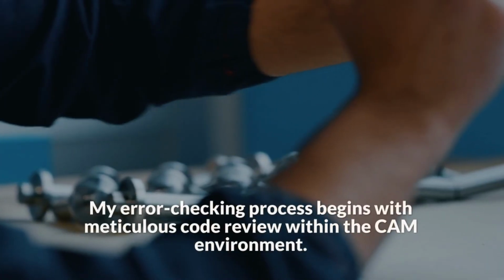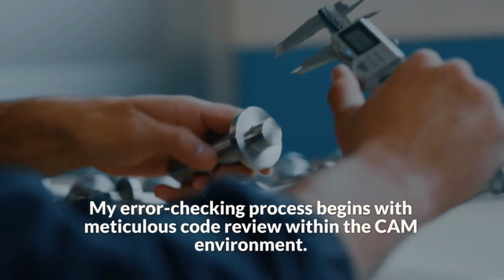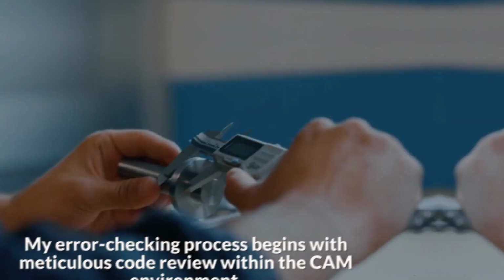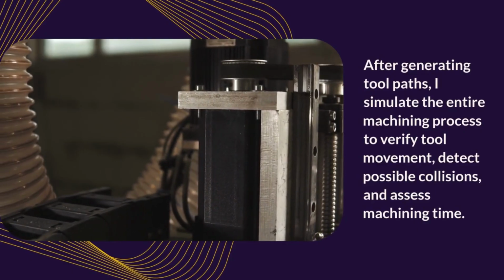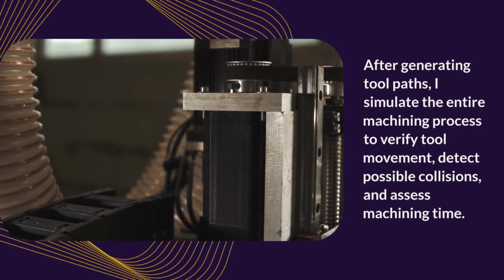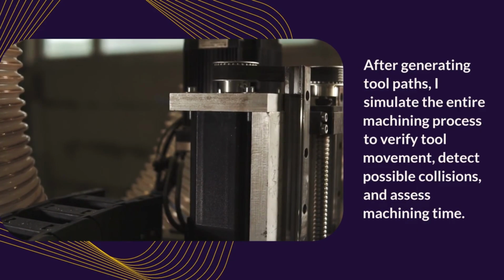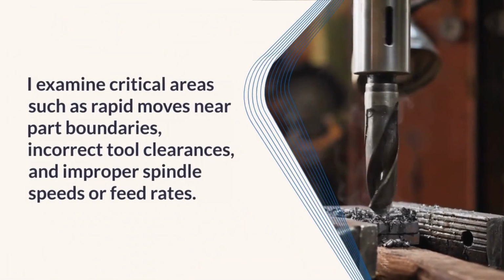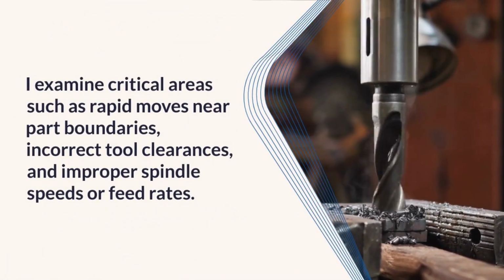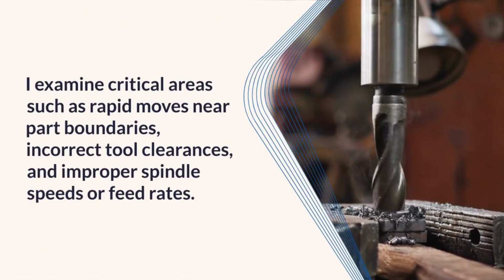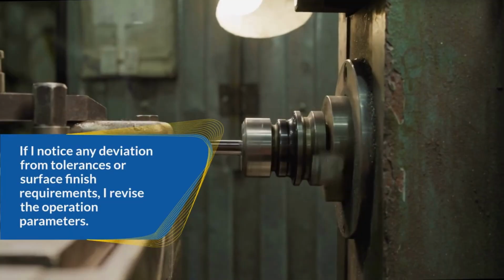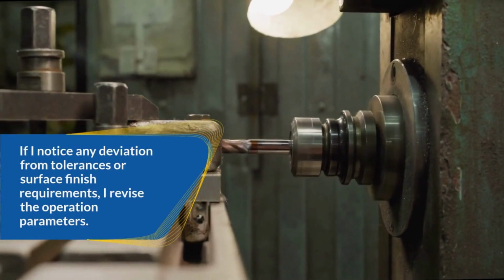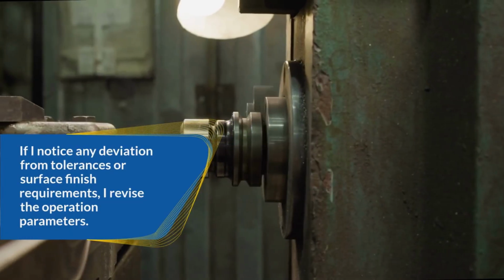My error checking process begins with meticulous code review within the CAM environment. After generating toolpaths, I simulate the entire machining process to verify tool movement, detect possible collisions, and assess machining time. I examine critical areas such as rapid moves near part boundaries, incorrect tool clearances, and improper spindle speeds or feed rates. If I notice any deviation from tolerances or surface finish requirements, I revise the operation parameters.